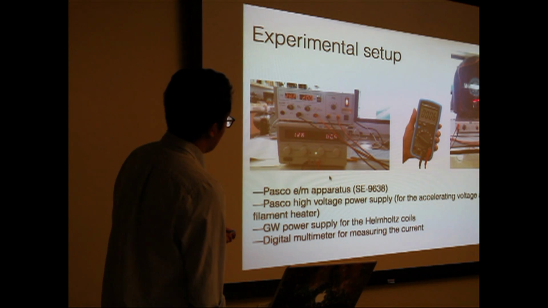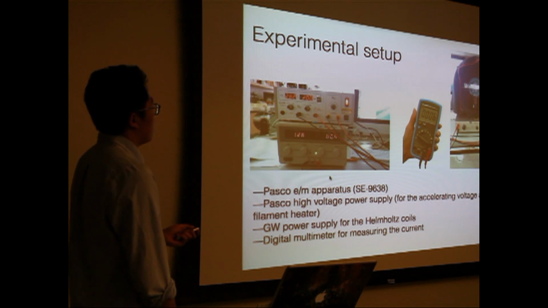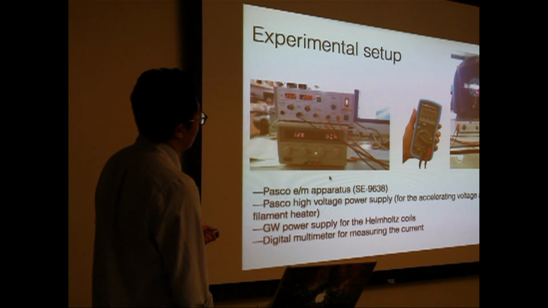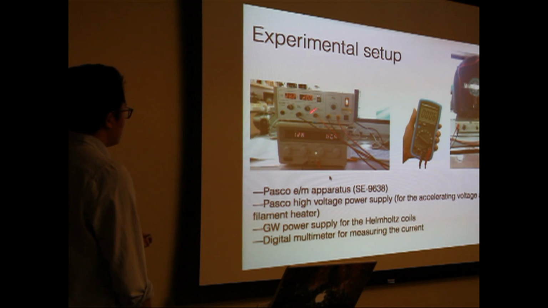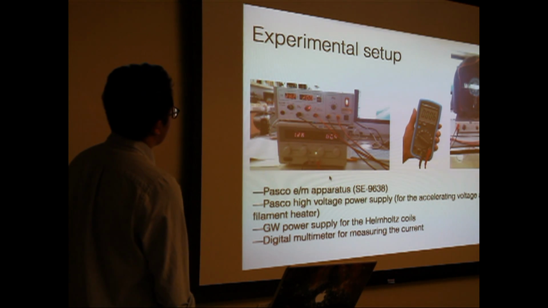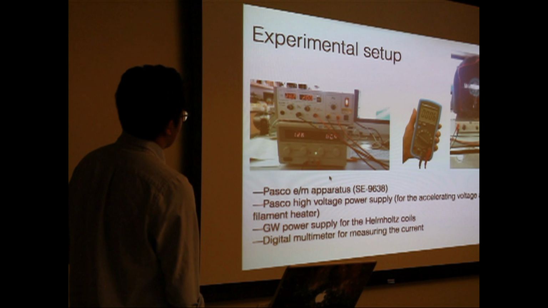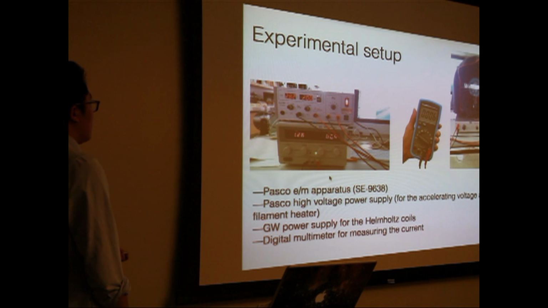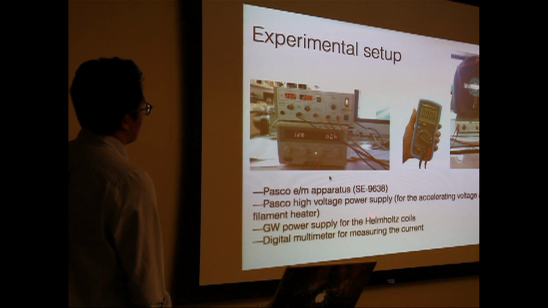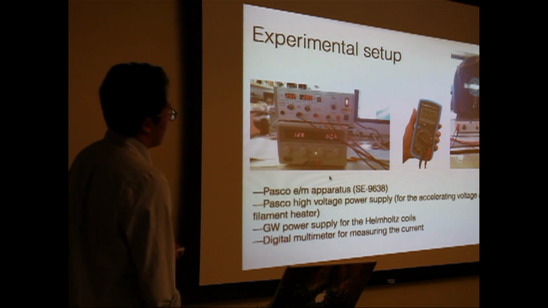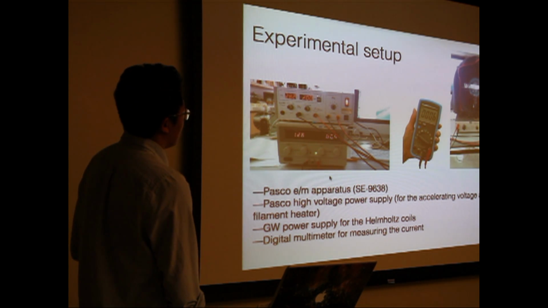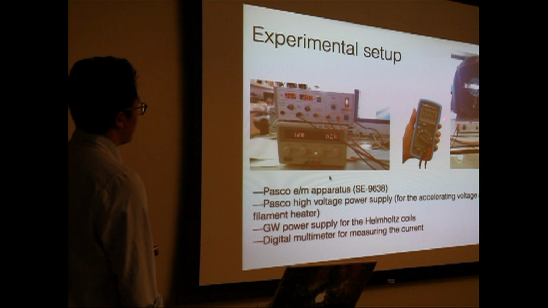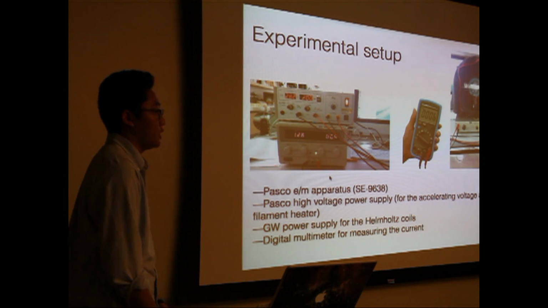On the left side is the Pascal e over m apparatus we use to measure the radius of the light emission ring, and we use a Pascal high voltage power supply to accelerate the electrons and the filament heater. The GW power supply is used to produce a magnetic field out of the Helmholtz coils. We also use a digital multimeter to measure the current in order to calculate the e over m ratio.